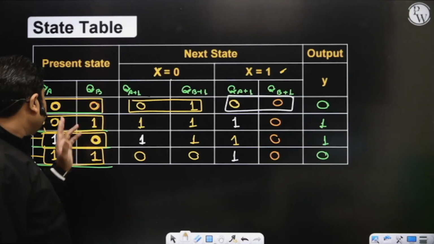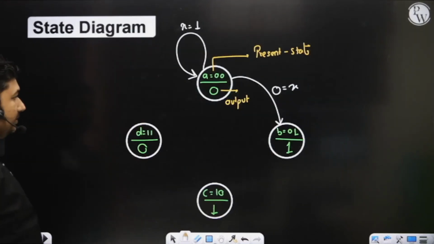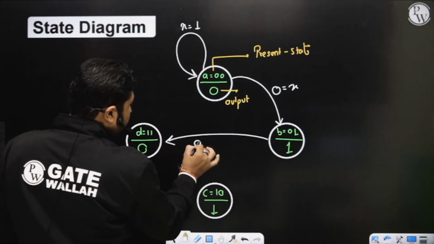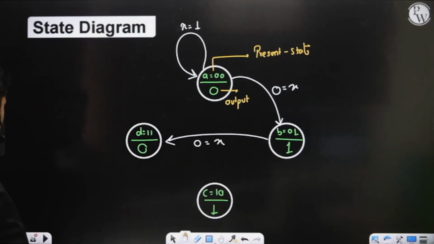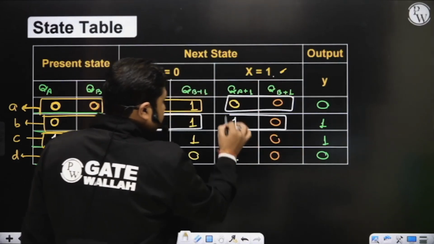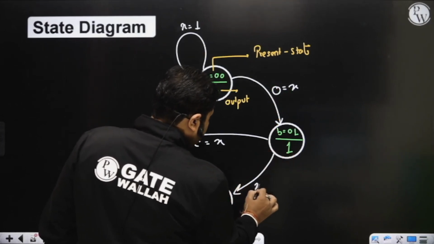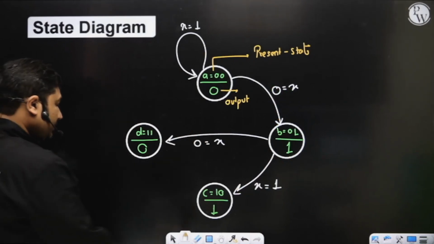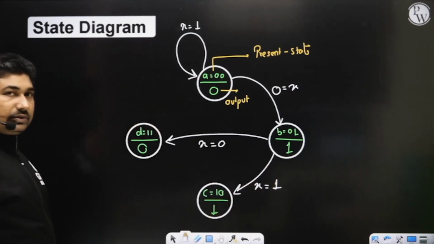Present state B with x equals 0, next state D, output 0 0. Present state B with x equals 1, next state C. So with x equals 0 it goes to D, and with x equals 1 it goes to C.